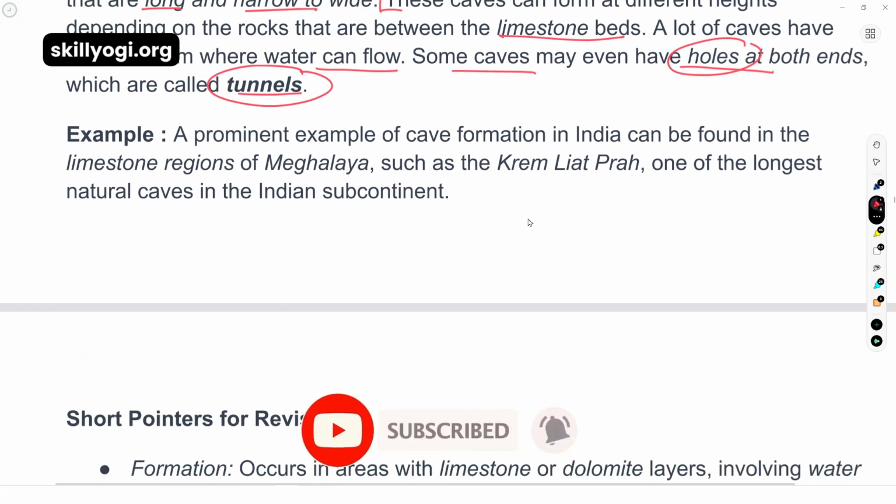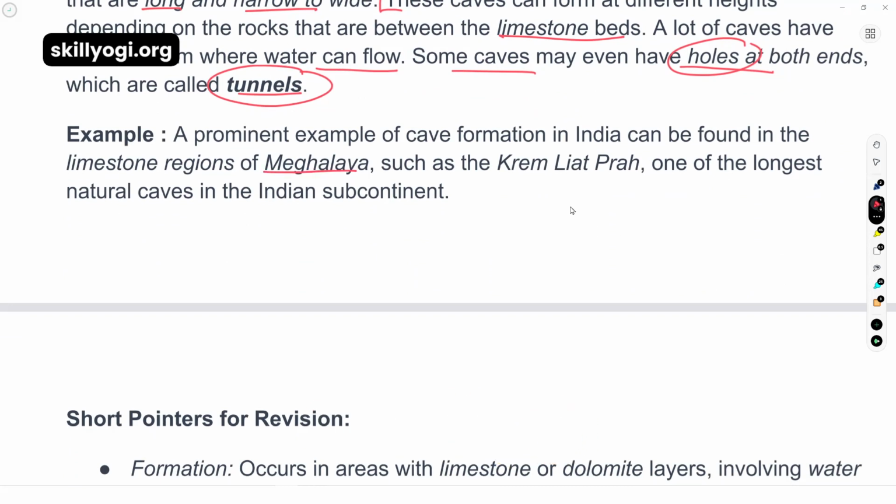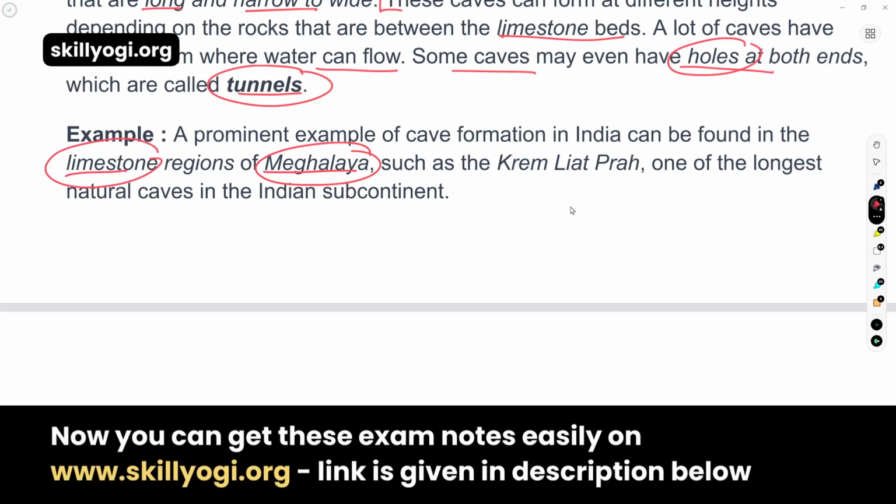A prominent example of cave formation in India is in Meghalaya. So the cave is formed by what? It is a limestone bed which has been broken down by running water, such as Krem Liat Prah, one of the longest natural caves in the Indian subcontinent.